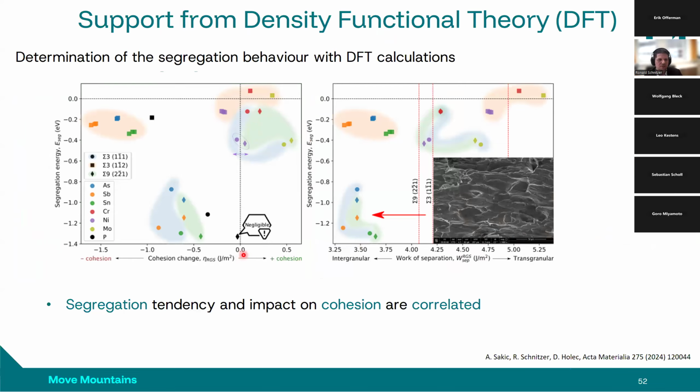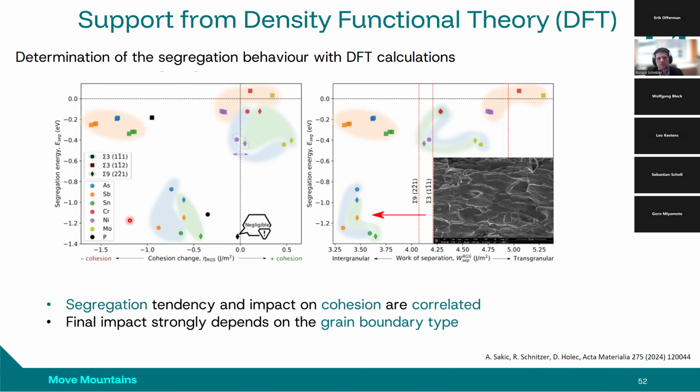And what you can see here is calculated segregation energies and cohesion, change of cohesion on boundaries, and the work of separation was calculated here. First of all, I will not go into detail here, but I want to point out that segregation density and impact on cohesion seems to correlate somehow, and there is a strong influence on the calculated grain boundary type. You can see different types of grain boundaries which have been calculated.